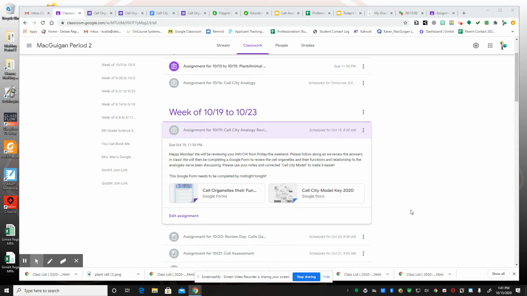An analogy is something that you use in a comparison way. So you're comparing the parts of the cell, the organelles, to parts of the city and how they mimic each other in job and in function, hopefully to make it a little easier for you. If you look at today's post, you do have an answer key to compare your answers with what you got on Friday, as well as this Google form.